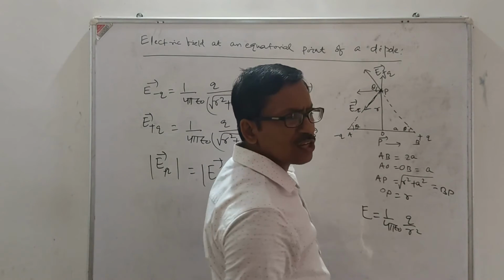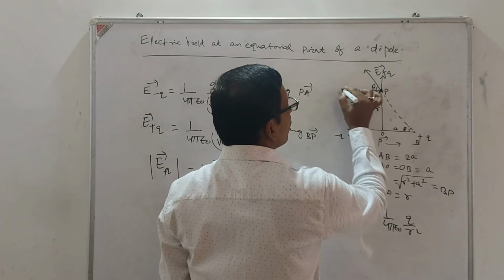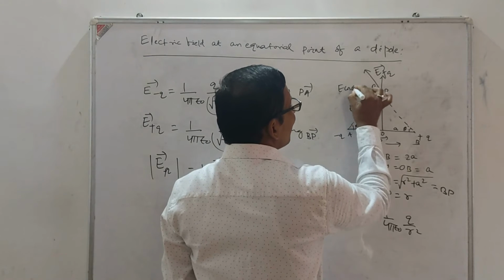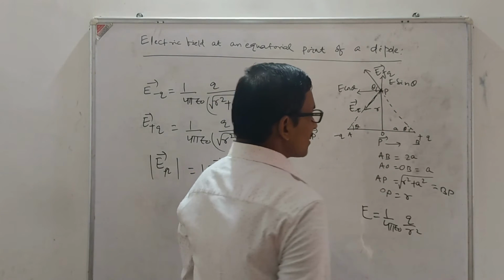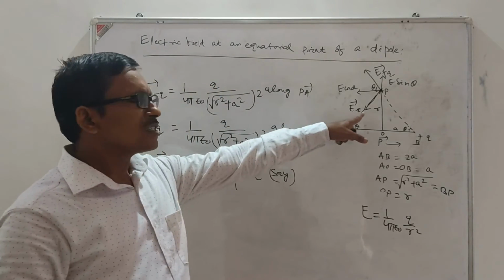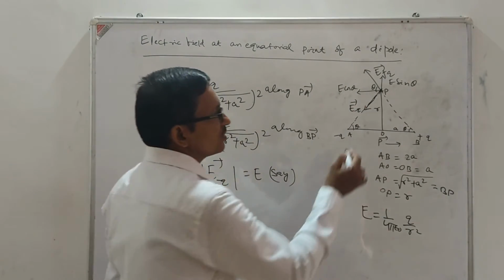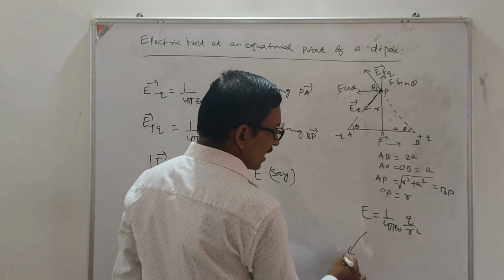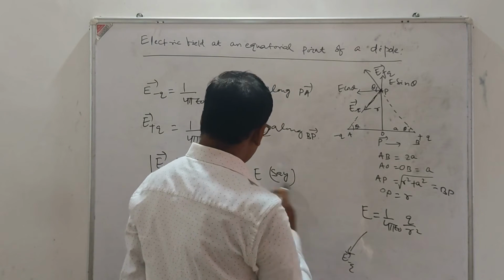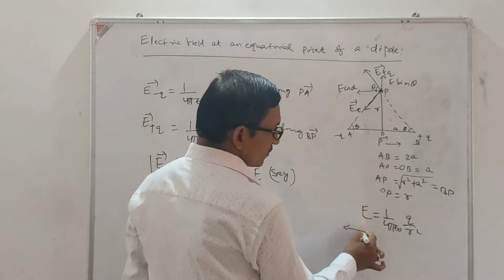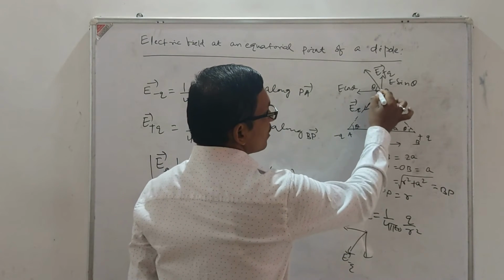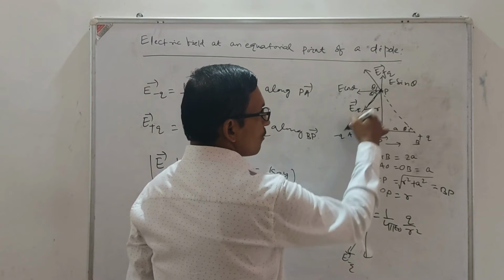Now which component is E cos theta? This component will be E cos theta and this component will be E sin theta. Similarly, the components of E minus Q. So E minus Q is like this, and I have taken it equal to E. So this will also have two components. This angle is theta, so this angle is also theta.